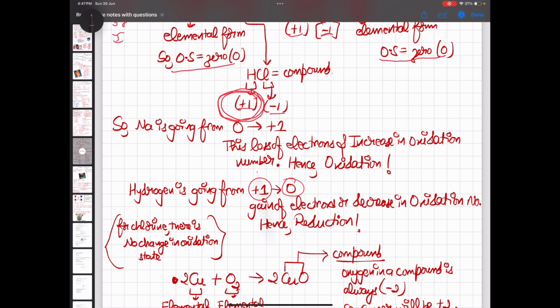Earlier it had a deficiency of electrons, now it doesn't have any deficiency. If you're going from +1, meaning deficiency of 1 electron, to neutral, neutral means no deficiency. So earlier you had a deficiency of 1, now there is no deficiency. So this is gain of electrons, or we can also say decrease in oxidation number, because it is changing from +1 to 0. The number is decreasing, right?